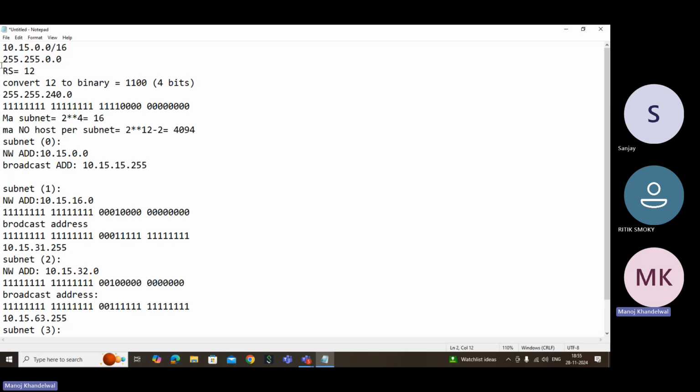As per this subnet mask, 16 bits is the network part. You want 12 subnets, so we converted 12 to binary and got 4 bits. So the subnet mask will be the 16 bits plus the 4-bit subnet. Total 16 plus 4 becomes 20, so it is slash 20.